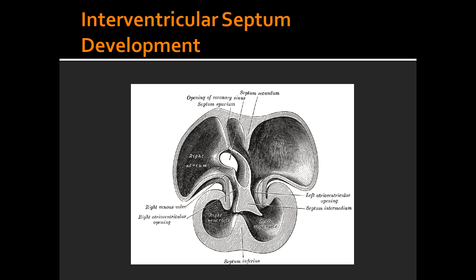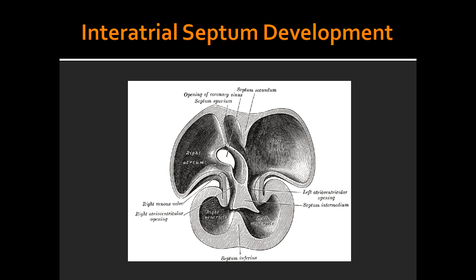What condition can arise if there is a defect in the membranous septum? If there is a membranous septal defect, it causes an initial left to right shunt, which later reverses to a right to left shunt due to the onset of pulmonary hypertension. This is called Eisenmenger syndrome.